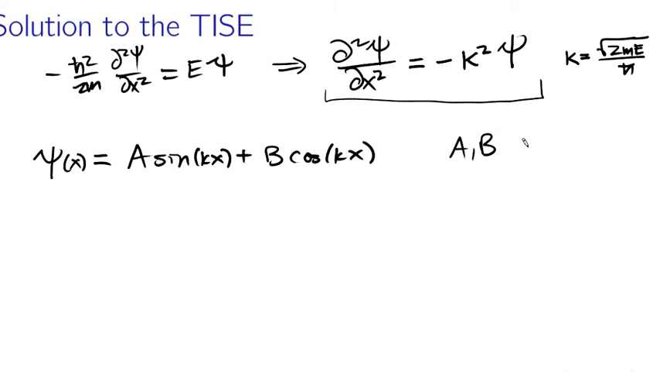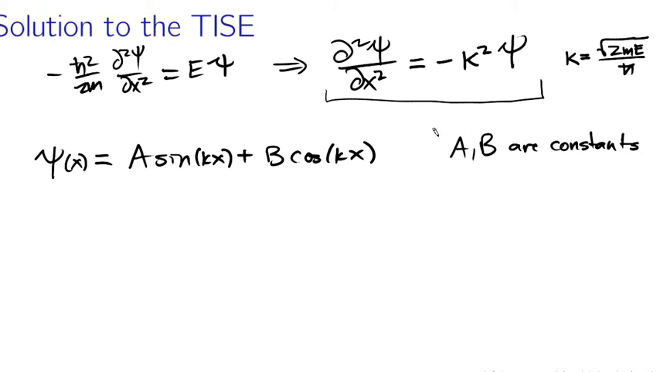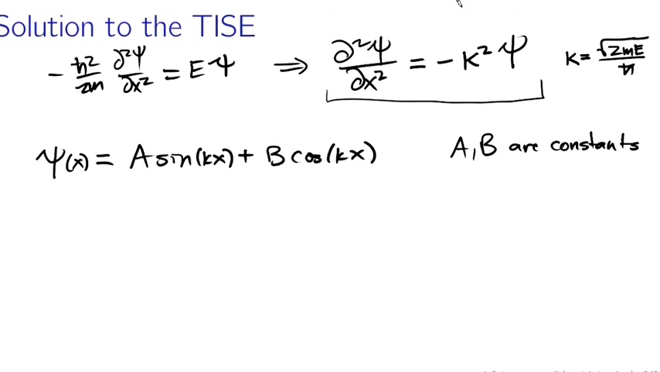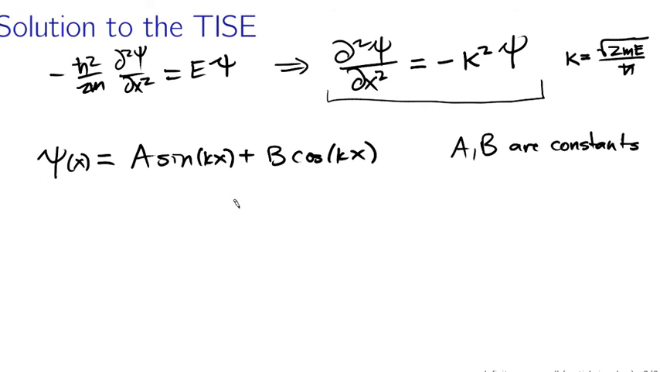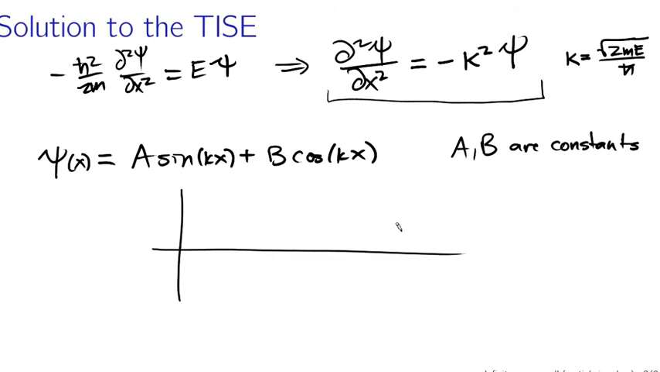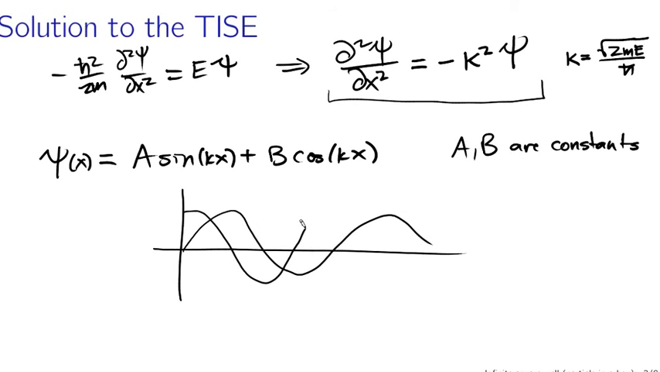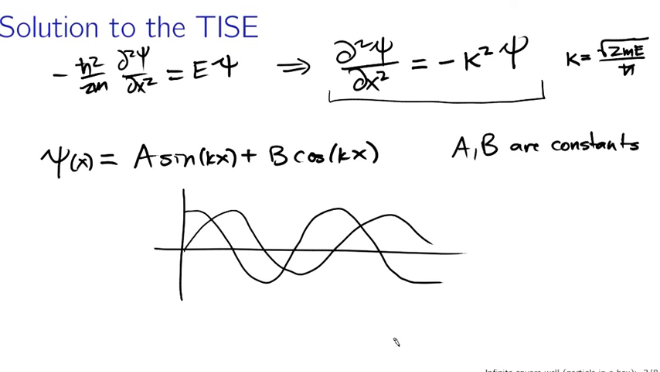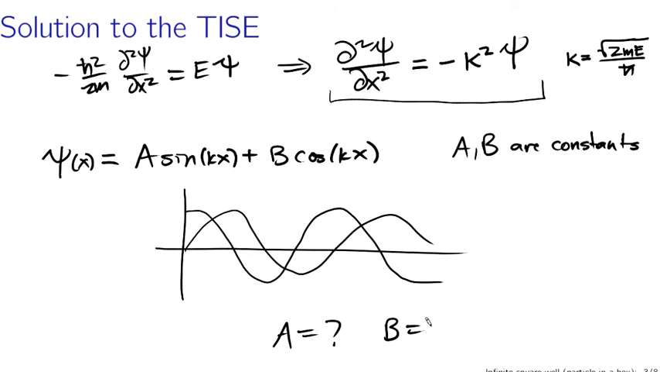A and B here are constants, to be determined by the actual scenario under which you're trying to solve this equation. This equation now, not the original Schrodinger equation. So these are our solutions. Sines and cosines. That's all well and good, but that doesn't actually tell us what the wave function is because, well, we don't know what A is, we don't know what B is, and we don't know what k is either.